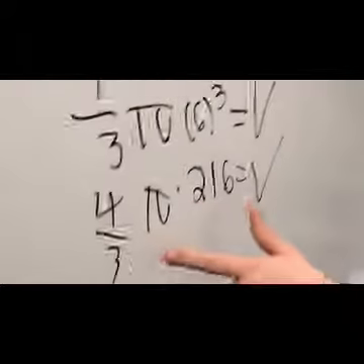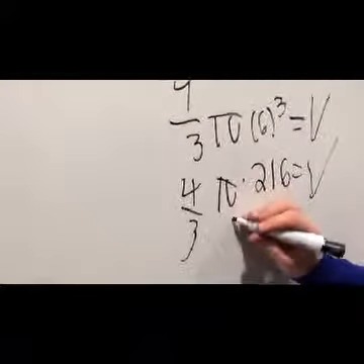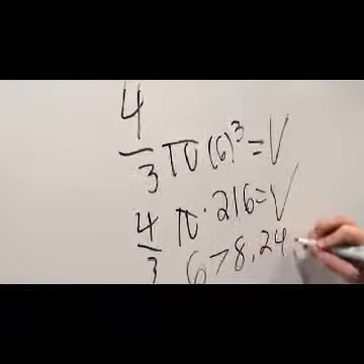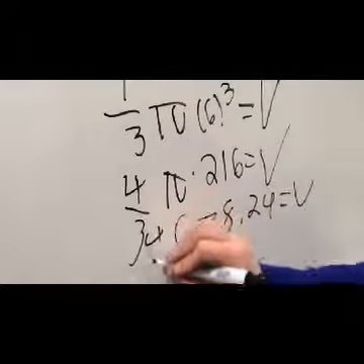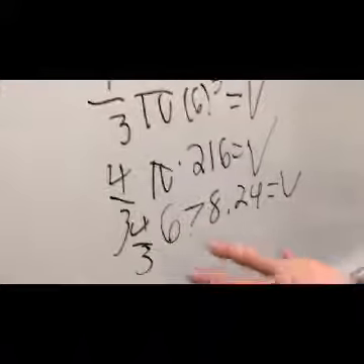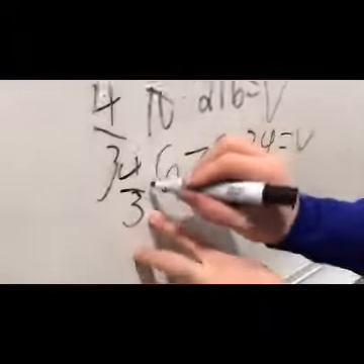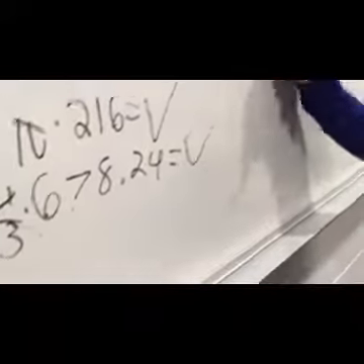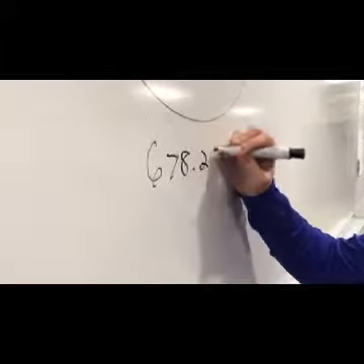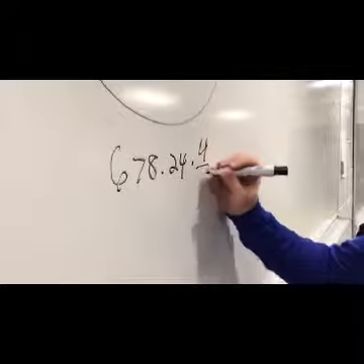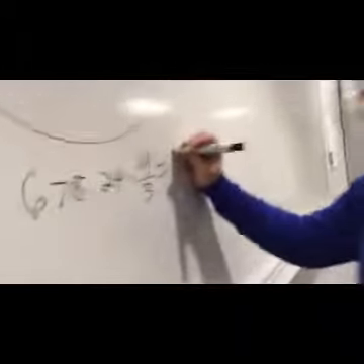Then you do 216 times pi, which will give you 678.24 equals V. 4 to the third. Now all that's left to do is multiply those. So you do 678.24 times 4 to the third equals volume.